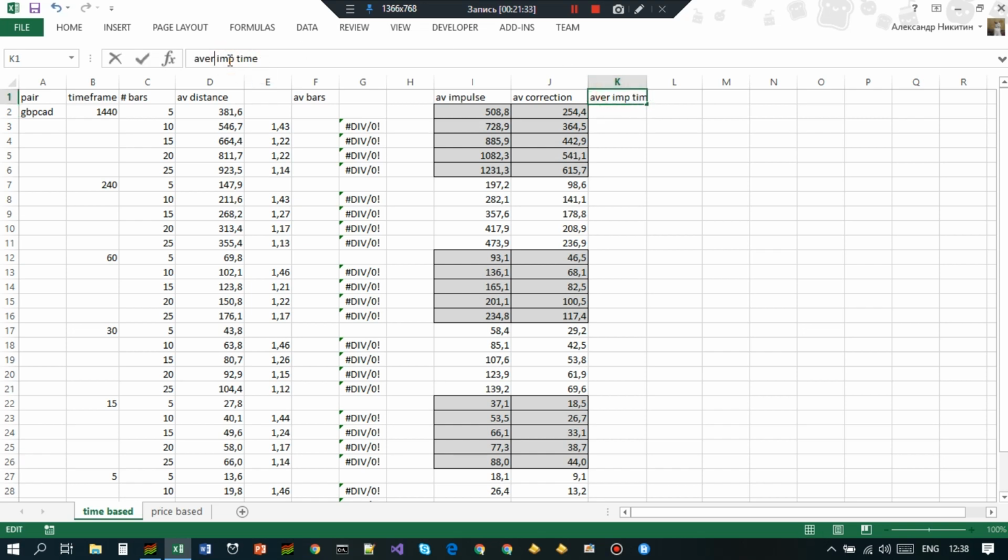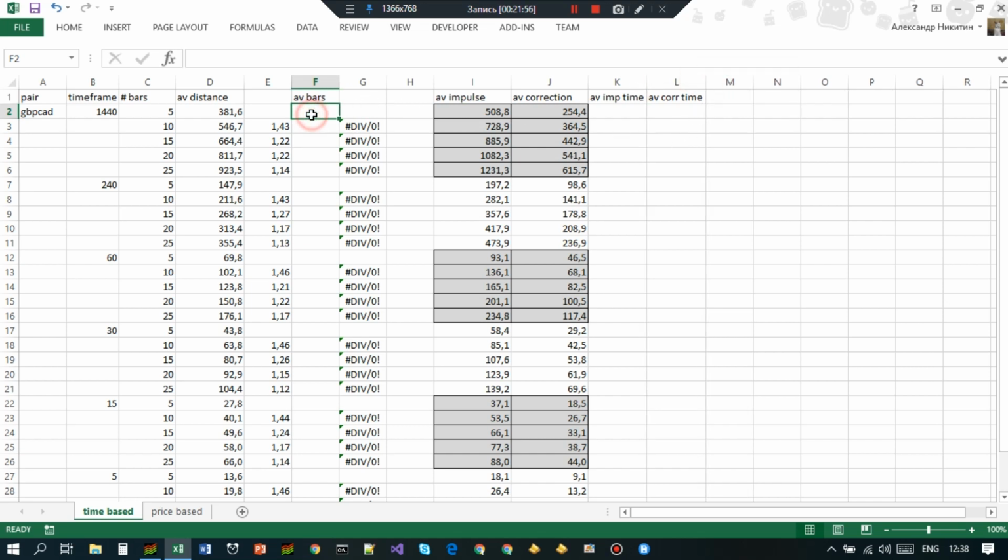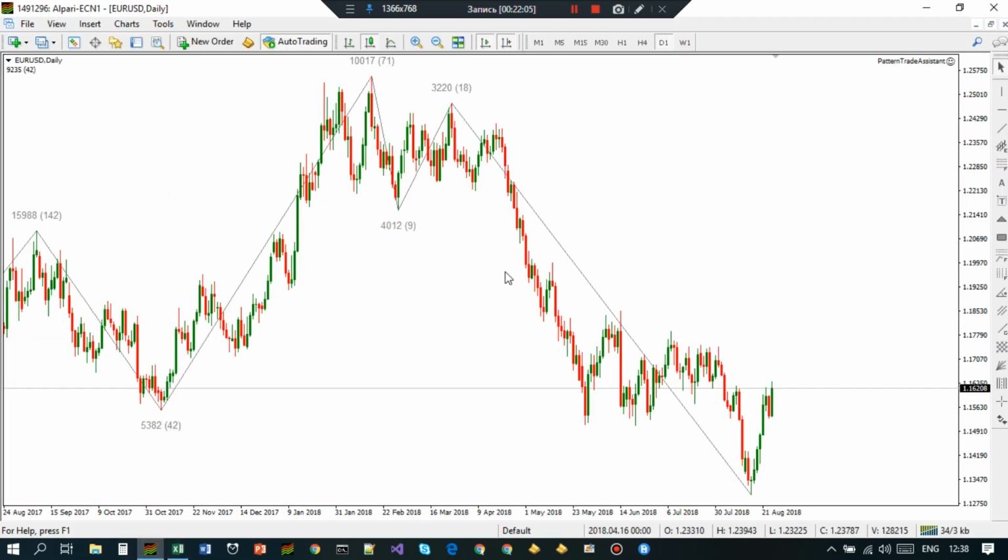Okay, average impulse time, and here I will type the average correction time. Now it will make a bit more sense because previously we had it slightly not correct. Now it is more correct. Okay, so let's start from the very beginning, and the pair is EURUSD. Let us start from the very beginning and analyze that one more time.